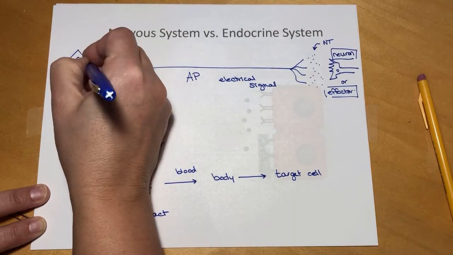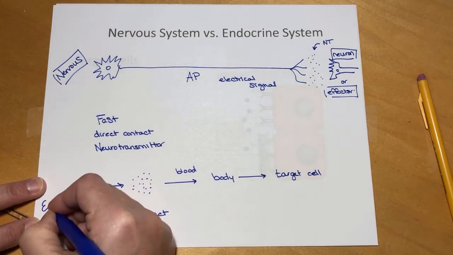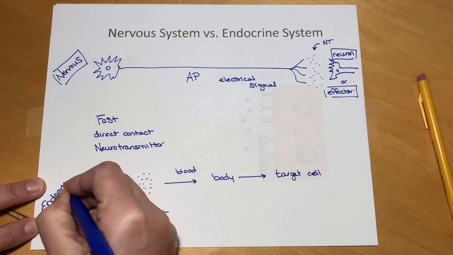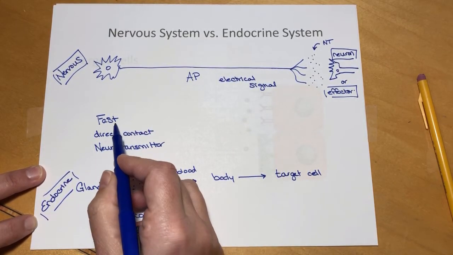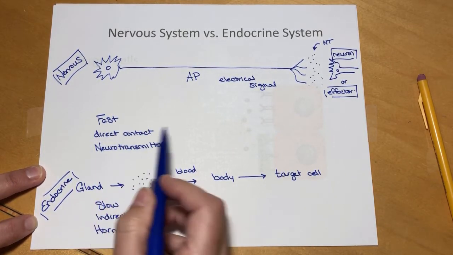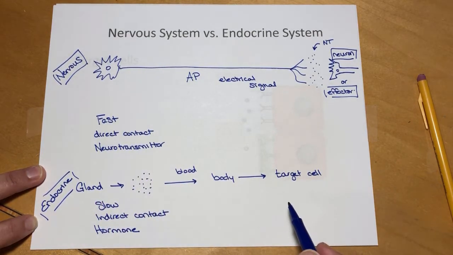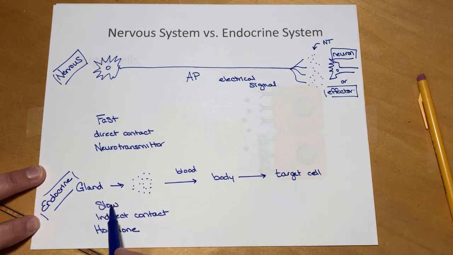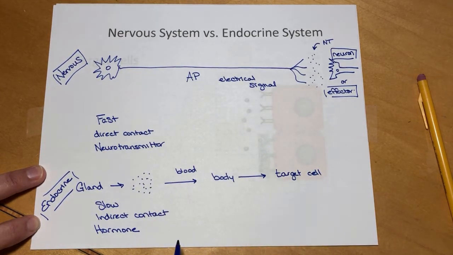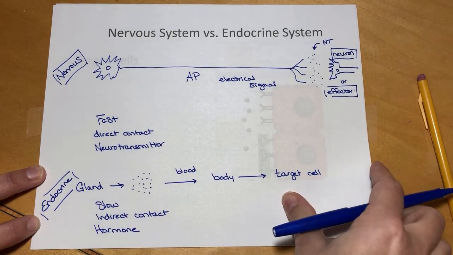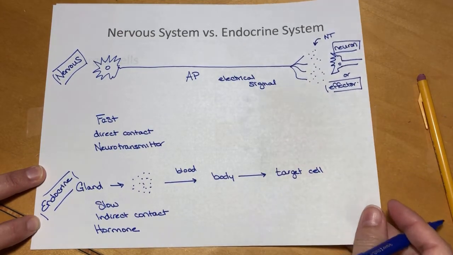So the nervous system is really quite different than the endocrine system. This being very quick to start and stop, having direct contact, and using neurotransmitters. The endocrine system is slow to start and slow to stop. It uses indirect contact because the hormone has to go through the blood to get to the target cell. And the chemical signal is called a hormone instead of a neurotransmitter.